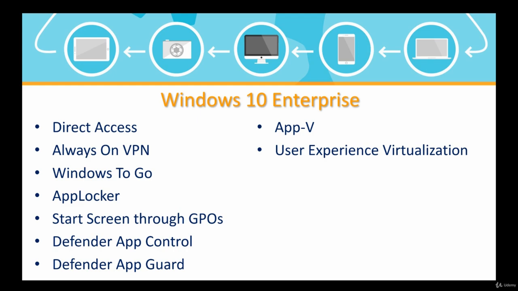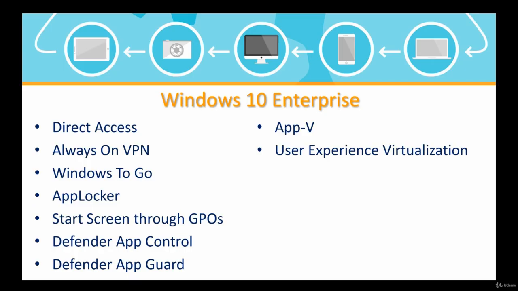You have Windows To Go. Windows To Go allows me to install Windows 10 on a flash drive. So I can actually install Windows 10 on a flash drive and carry it around in my pocket, and I can plug it into a computer and boot off that flash drive, and I've got Windows 10 with me right there on that USB drive. I have AppLocker, which is a feature that came out originally with Windows 7. It allows me to use group policies to control what applications you're allowed to run on your computer. You have Start screen control through GPOs, so the Start screen that Windows 10 has, you can completely control that using group policy objects if you've got Windows 10 Enterprise computers.